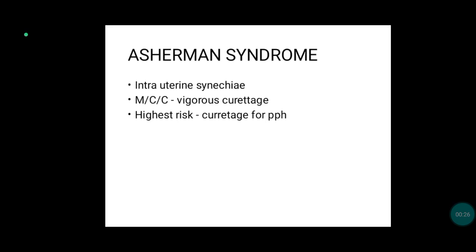PPH is postpartum hemorrhage. The other risk factors for Asherman syndrome include multiple MTPs, dilatation and curettage, genital tuberculosis, schistosomiasis.